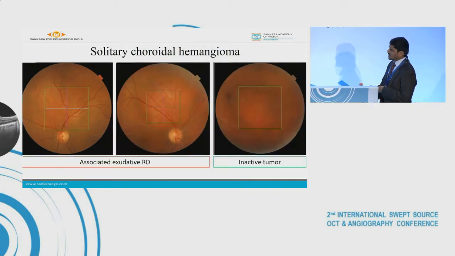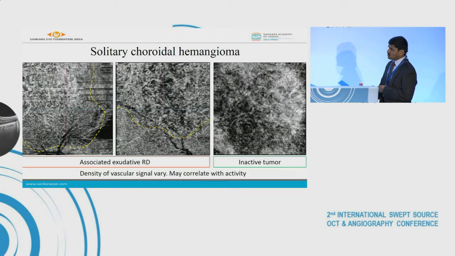We can see 3 cases of solitary choroidal hemangioma. The 2 on the left were associated with an exudative retinal detachment, but this particular tumor was inactive. When we do an OCTA, we can see that the intervening dark signals were quite enormous in the case with the inactive tumor, but in the active tumor, the intervening signal void areas were very less.